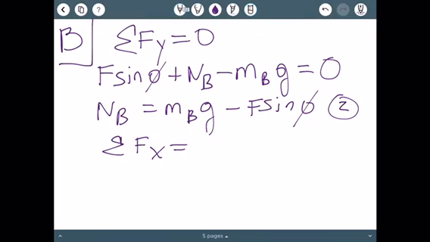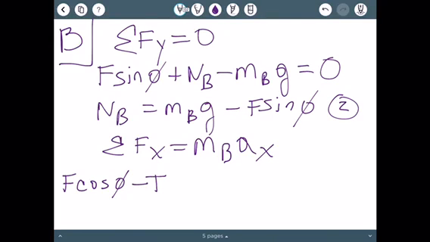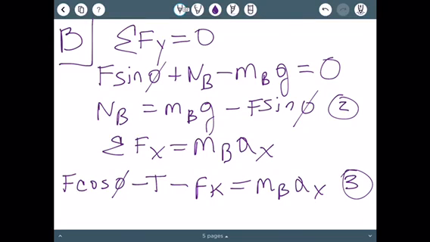Then we do the sum of forces in the x, which should be equal to MB times AX. The x component of that force is F cosine of the angle, minus the tension to the left, minus the friction to the left. This should be equal to MB times acceleration. And we call this equation 3.